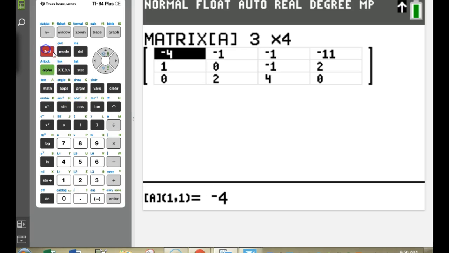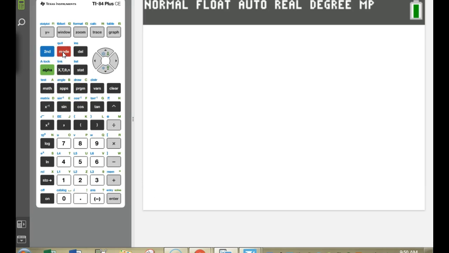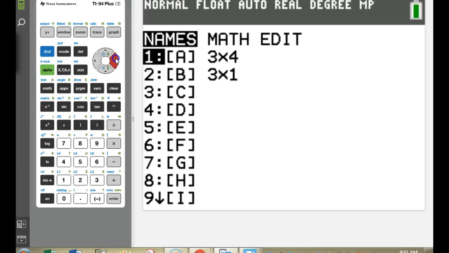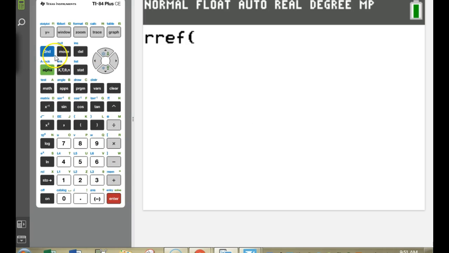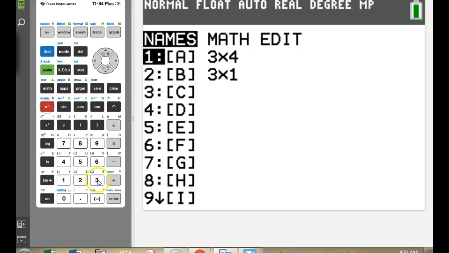Okay. Now, we're going to quit, go to the home screen. Now, actually, if you had this at the top, RREF of A, and you just put that in A, you could just hit enter and it'd give you the answer. But I want you to do that because I want you to practice where it is, okay? So where is it again? Second matrix, over to math, and then it's B here. And then second matrix to get the name.